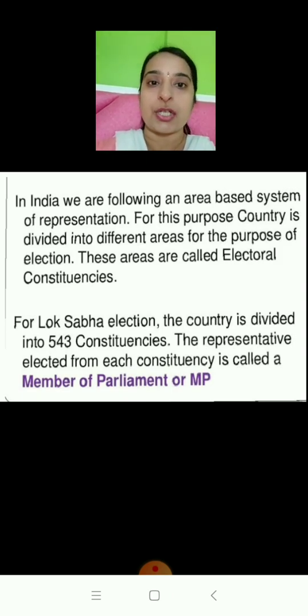For Lok Sabha elections, the country is divided into 543 constituencies, and the representative elected from each constituency is called a Member of Parliament. So from each of the 543 constituencies, one representative is elected, and he is called a Member of Parliament or MP.